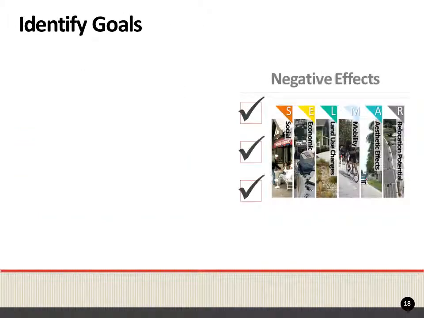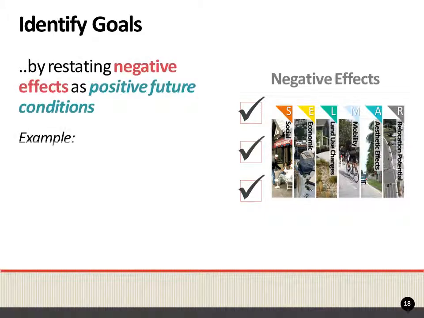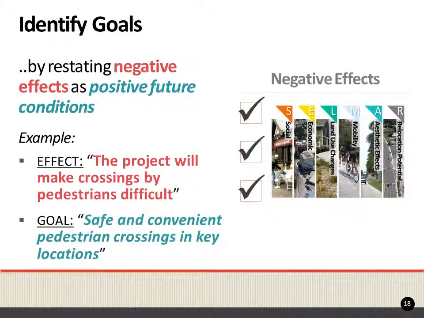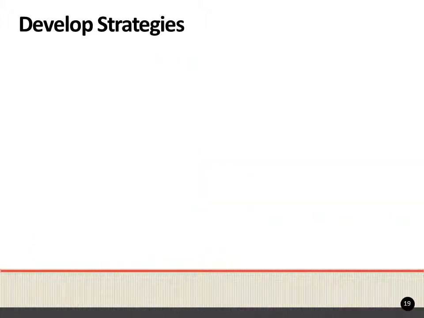From the list of negative effects, take each and restate it as a positive future condition or goal. For example, the project will make crossings by pedestrians difficult could be stated as safe and convenient pedestrian crossings in key locations. This generates a goal statement that will help later when you are measuring the effectiveness of your problem-solving strategies. Next, begin devising strategies aimed at resolving the negative effects.